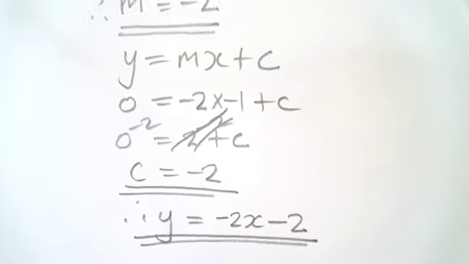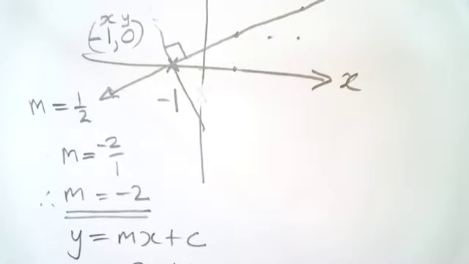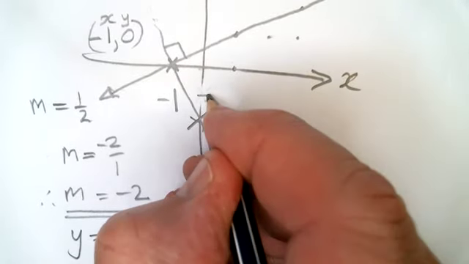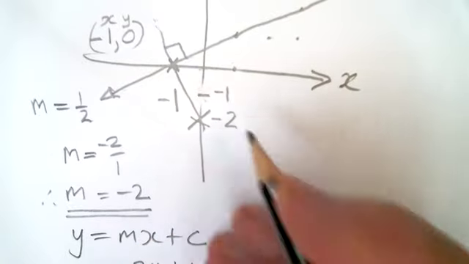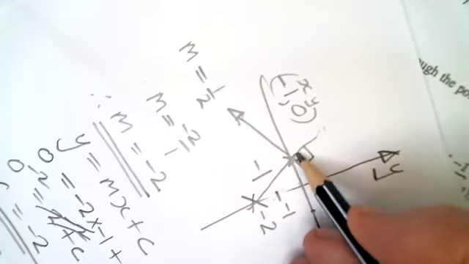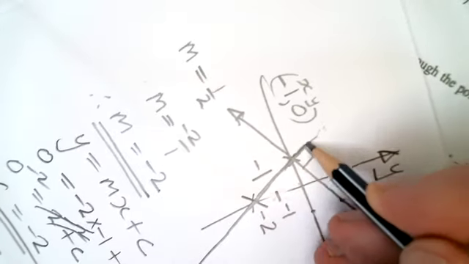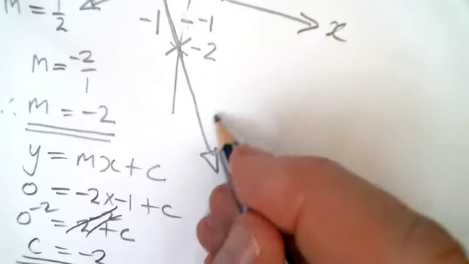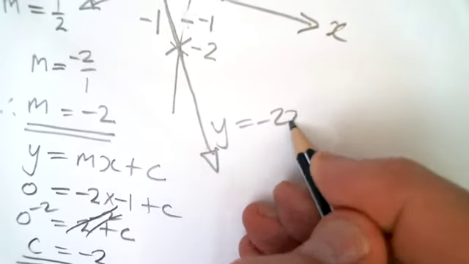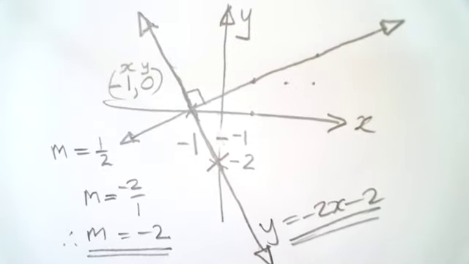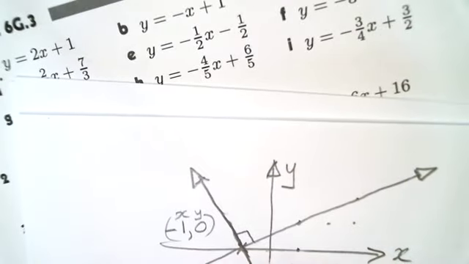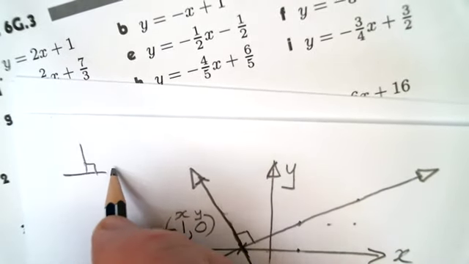Let's see if that works out. It must cut at negative 2. We said that was about a 1, that's about a negative 1, and that looks like about a negative 2. So it's going to head down here like this and head up like this, and there is my new line. This is my y equals negative 2x minus 2 line. All right, hopefully that makes sense. So that was for perpendicular lines.